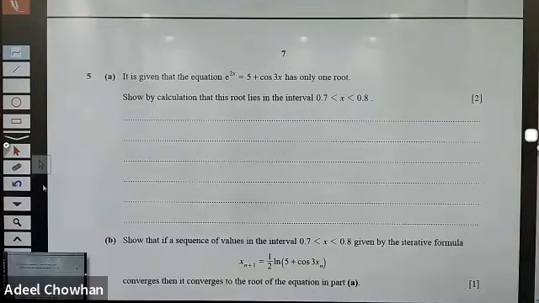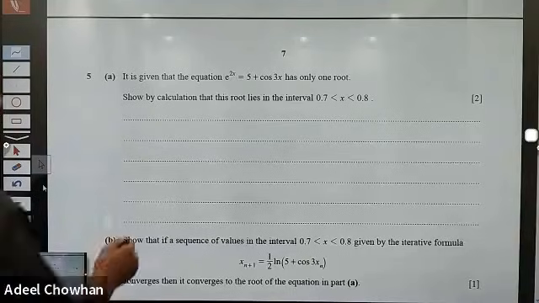Question number 5, part A. It is given that the equation e^(2x) = 5 + cos 3x has only one root. Show that the root lies in the interval 0.7 < x < 0.8.